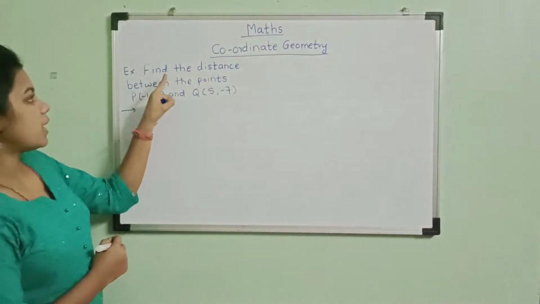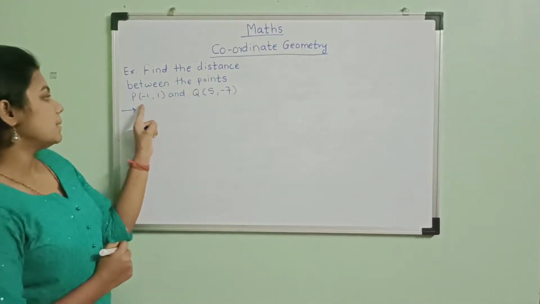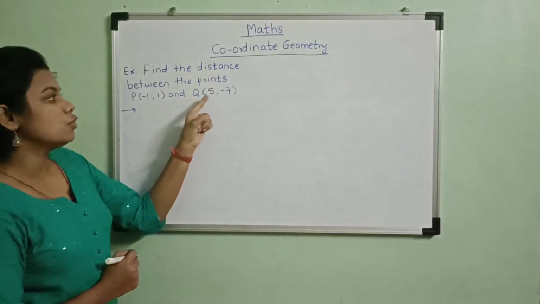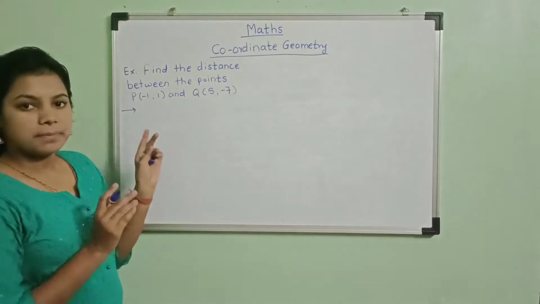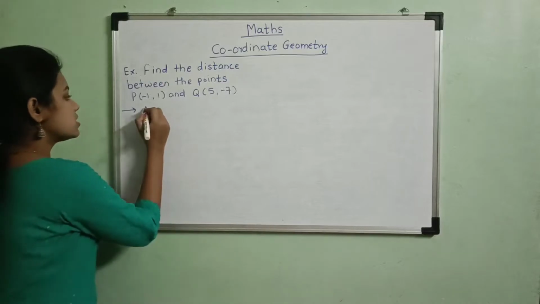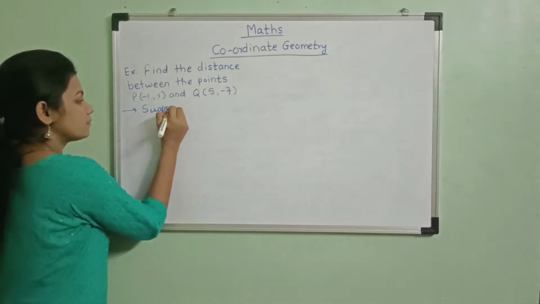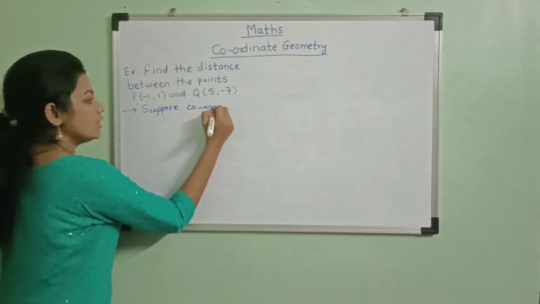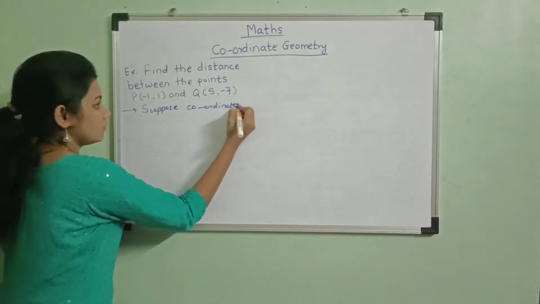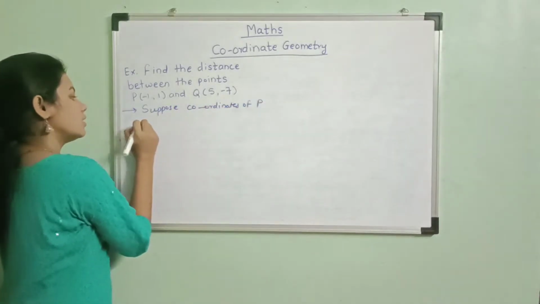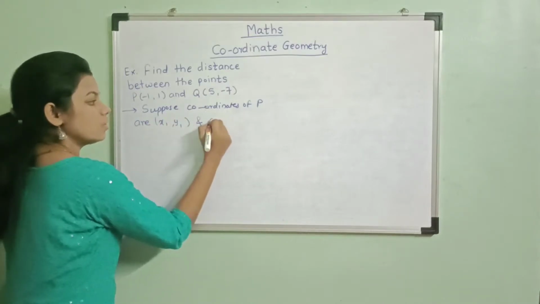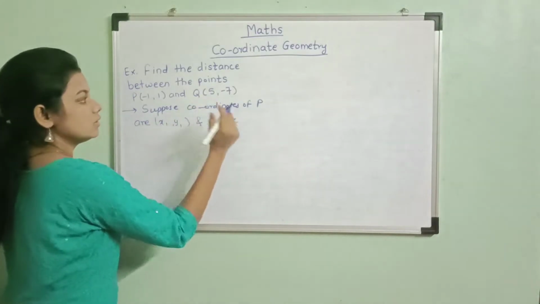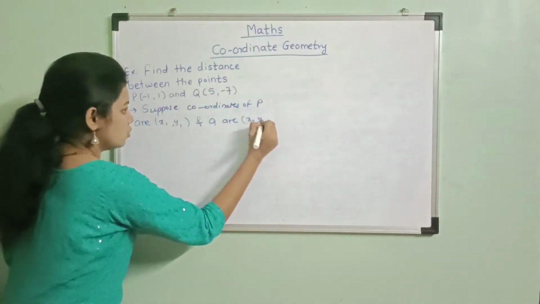What is the example? Find the distance between the points P(-1, 1) and Q(5, -7). हमें यहाँ पे क्या करना है कि P and Q के बीच का distance find out करना है. So suppose we will consider the coordinates of P are x1 y1 and of Q are simply x2 y2.